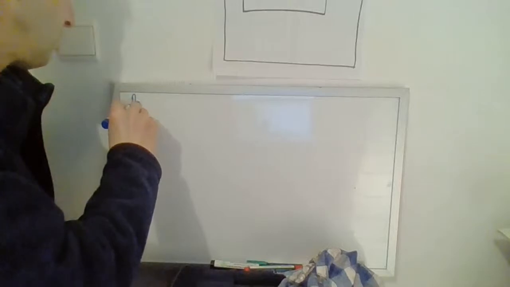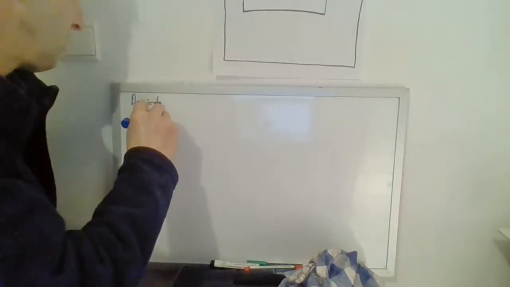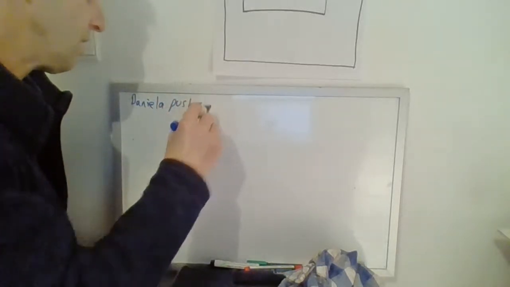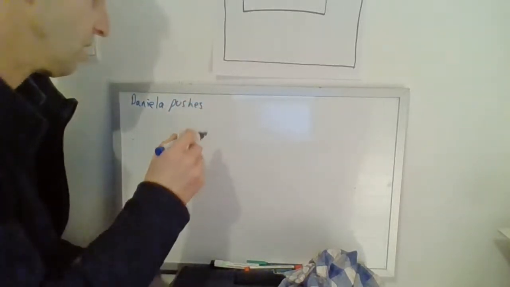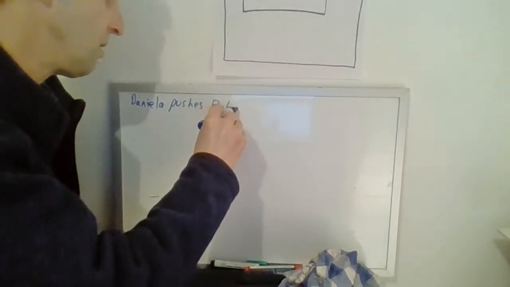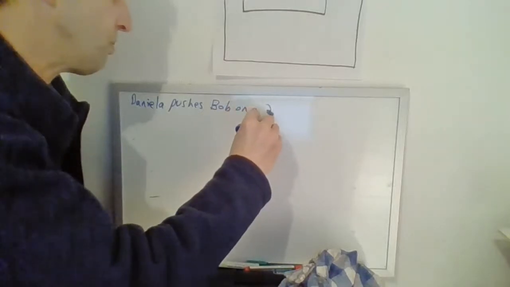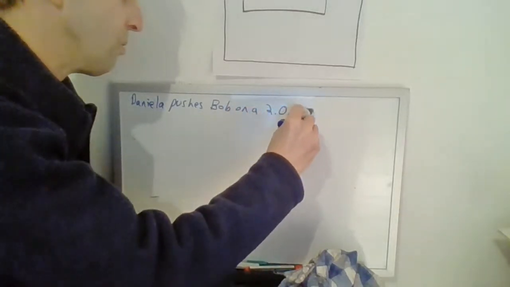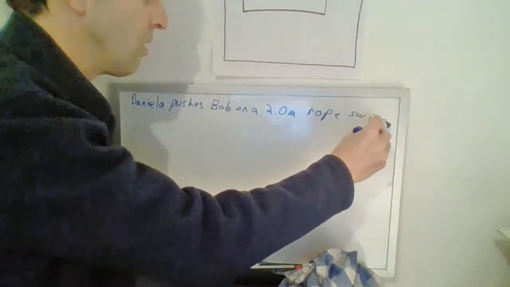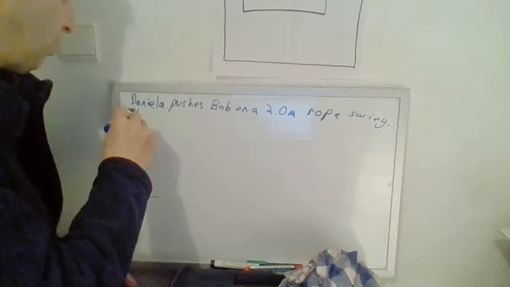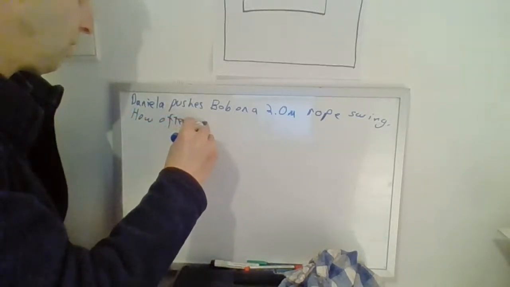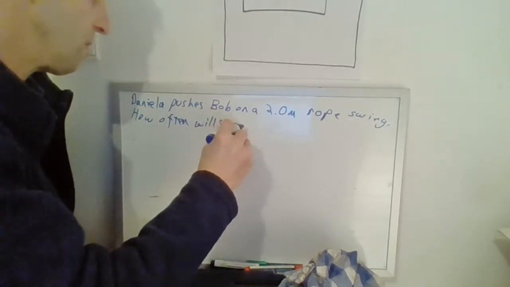Okay, so Daniela pushes. Let's not make it Daniel. That's too confusing. Let's make it Bob, on a 2.0 meter rope swing. How often will she have to push him?